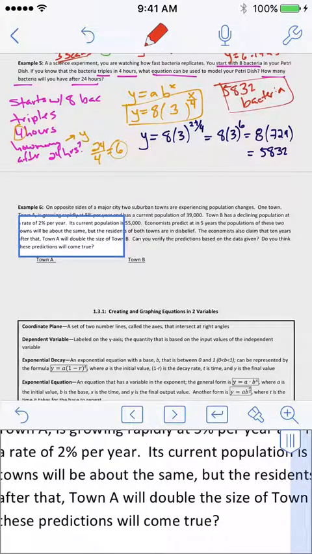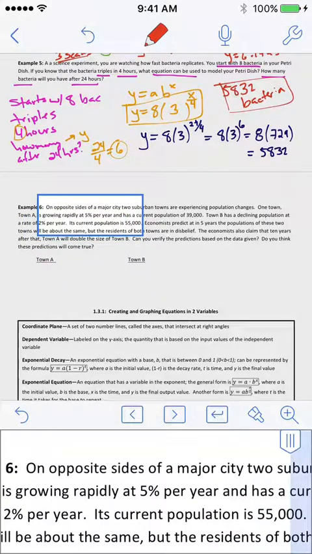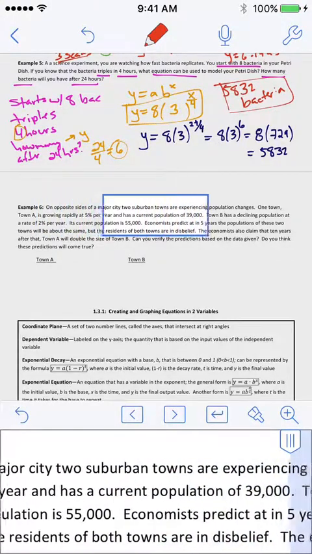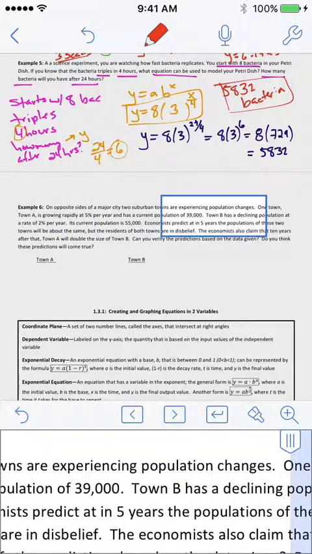Okay, so much information there. Lots of stuff to deal with, right? 2 whole towns of information. So let's not have our eyeballs pop out of our head. Let's just underline. Forget about exponents for just a sec. All right, opposite sides, 2 major suburban towns are experiencing population changes. Not the most important thing right now.